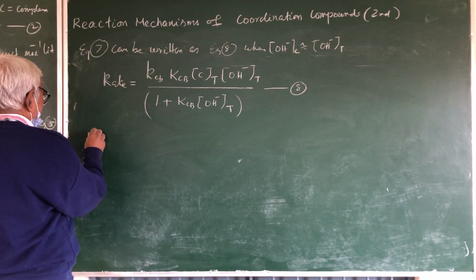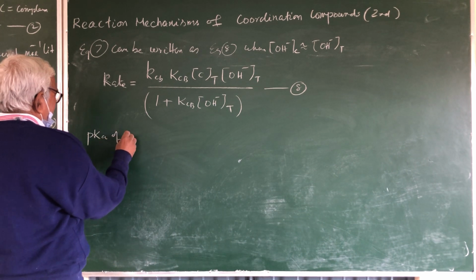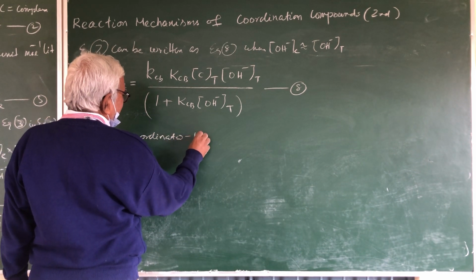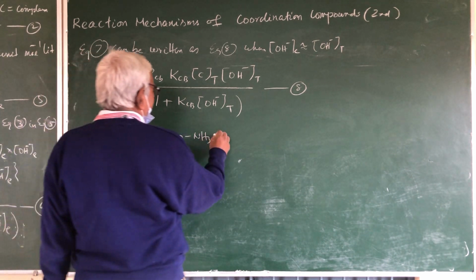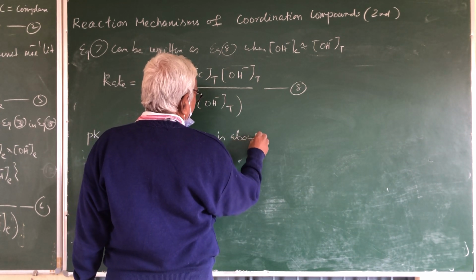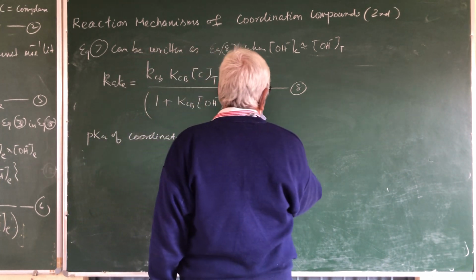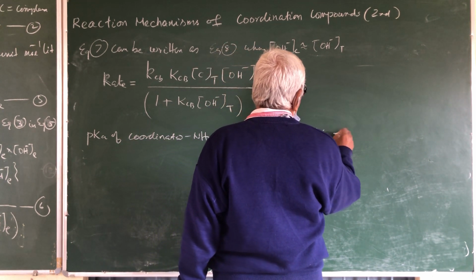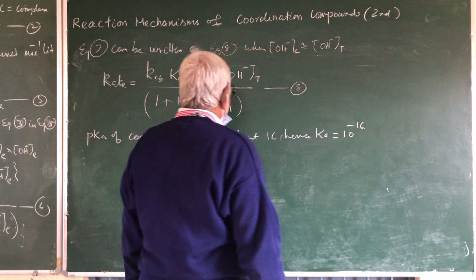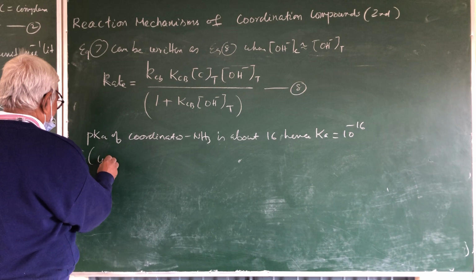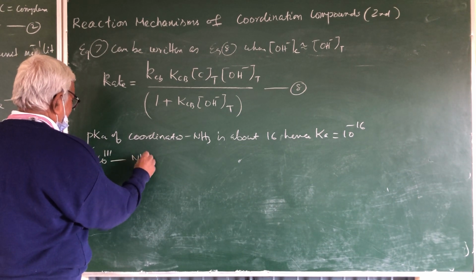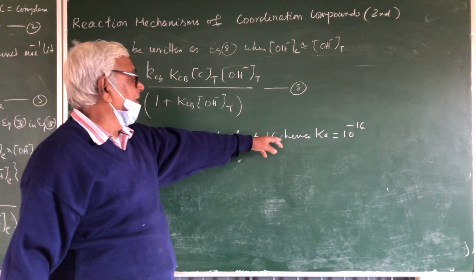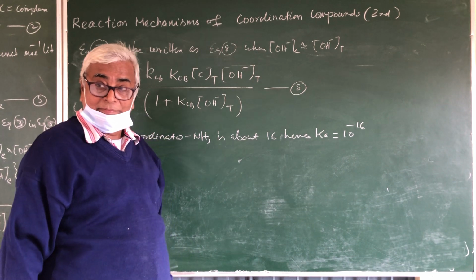Now the pK of coordinated ammonia is about 16. Hence, Ka will be 10 to the power minus 16. What is coordinated ammonia? Cobalt 3 with ammonia, this is our coordinated ammonia. The pK of coordinated ammonia is about 16. Hence, K will be 10 to the power minus 16.